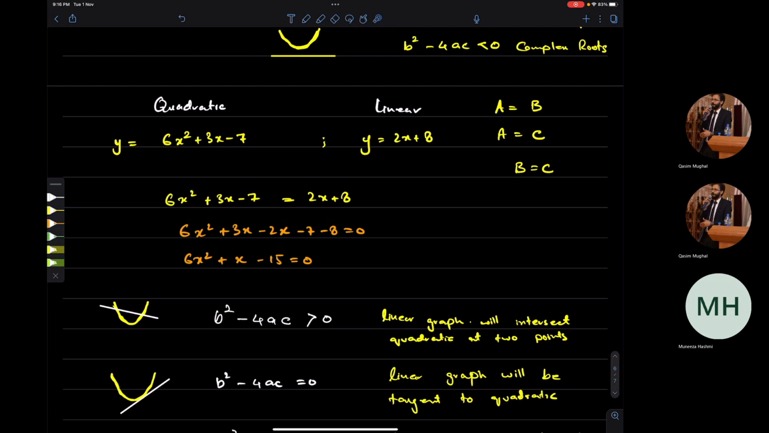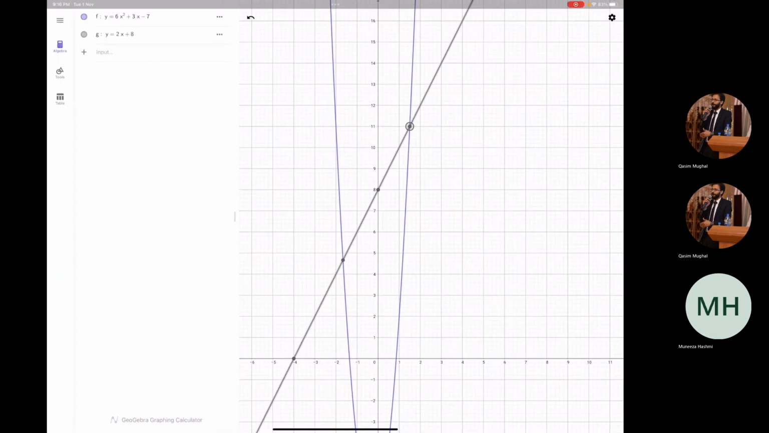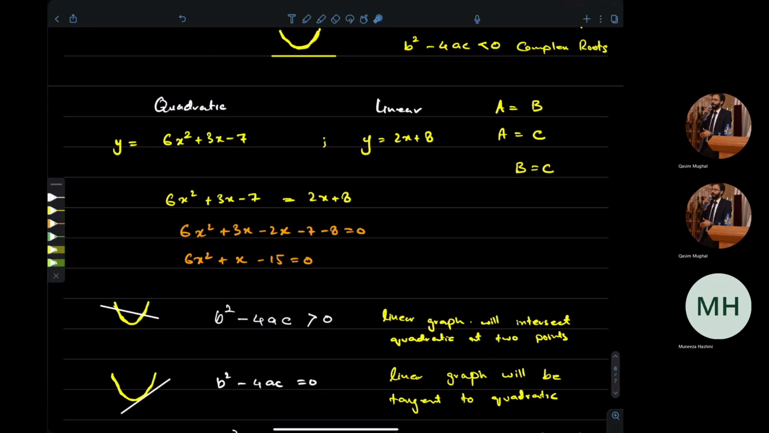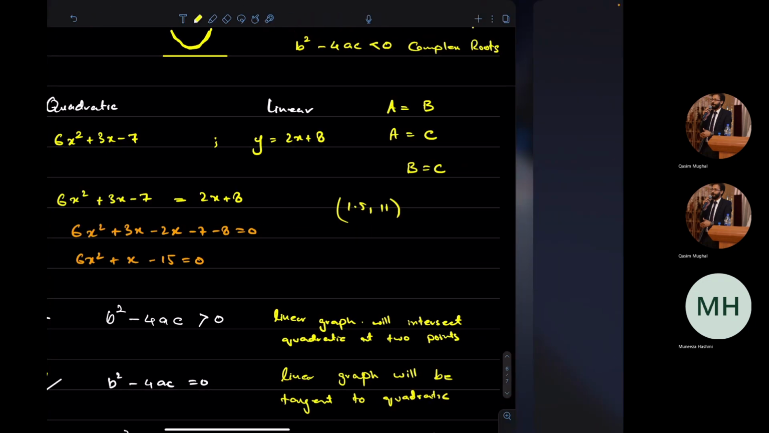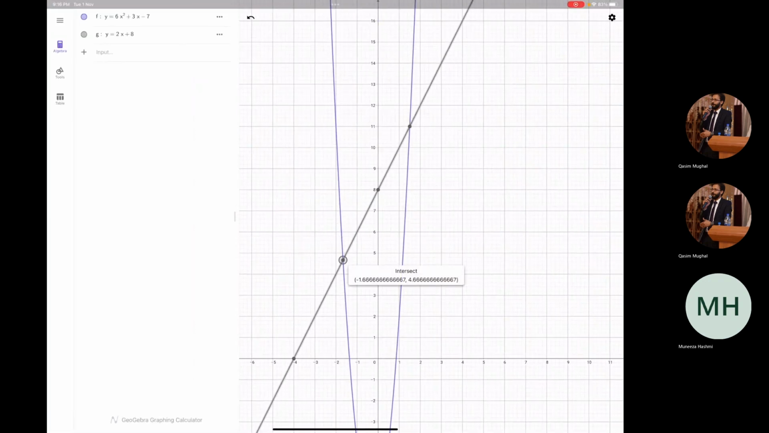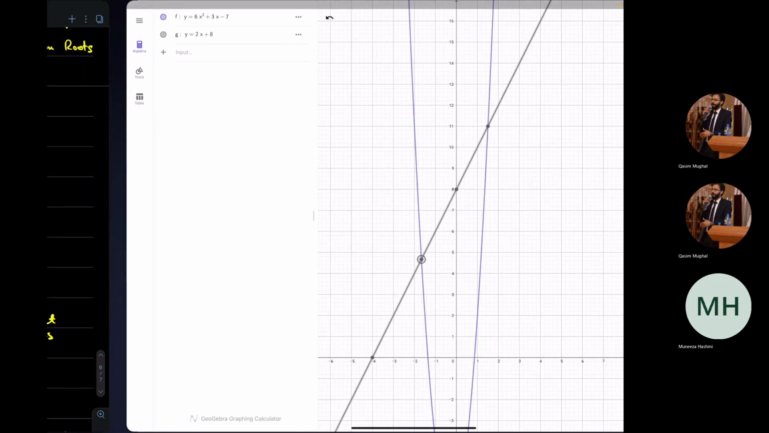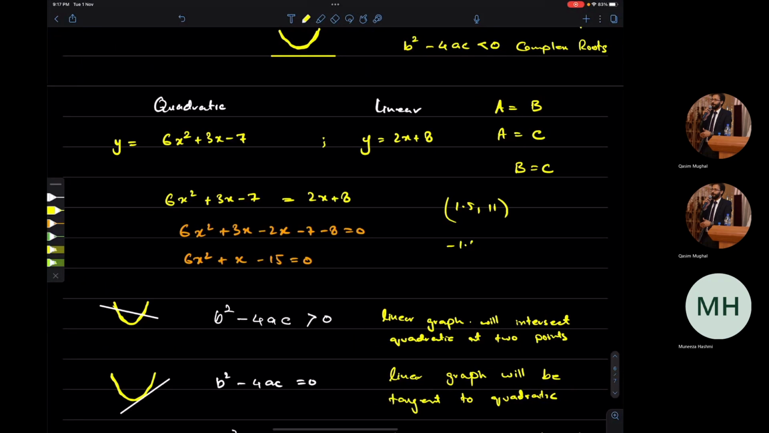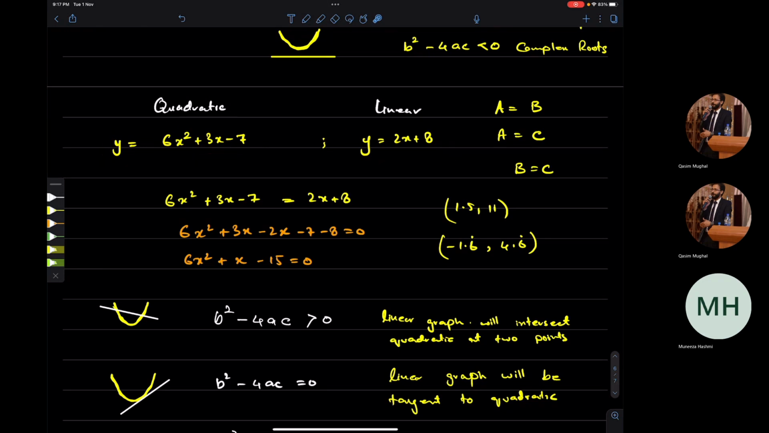All right, so what was I doing? Yes, I was noting down the intersection points. One of the points is 1.5 and 11, and the other one is negative 1.6 and 4.6. If you solve them algebraically, both of them simultaneously, you're going to get two values of x and two values of y. So on the graph, this is the intersection.